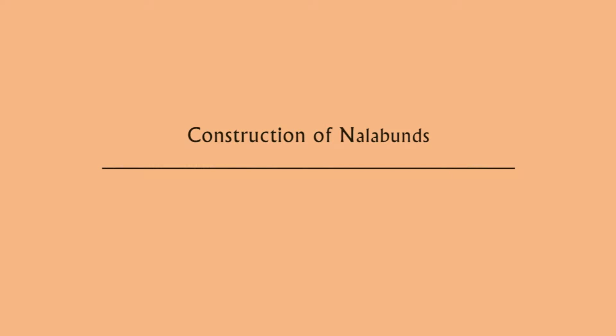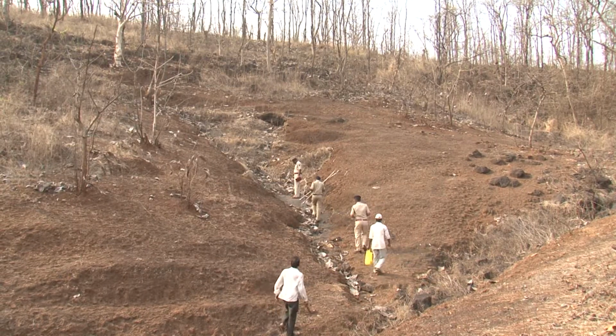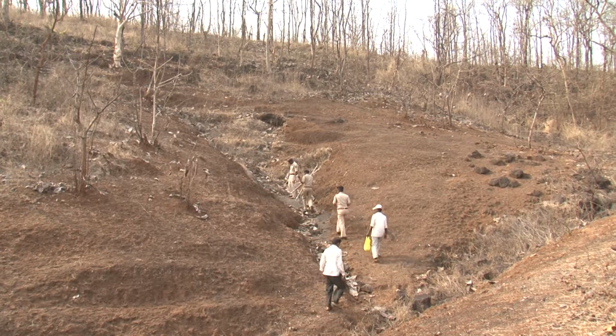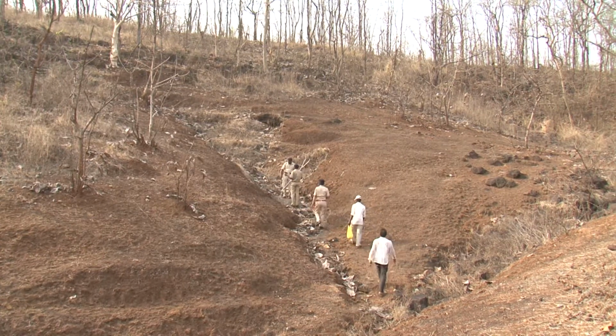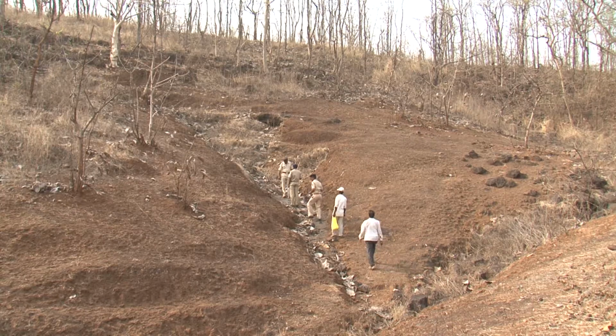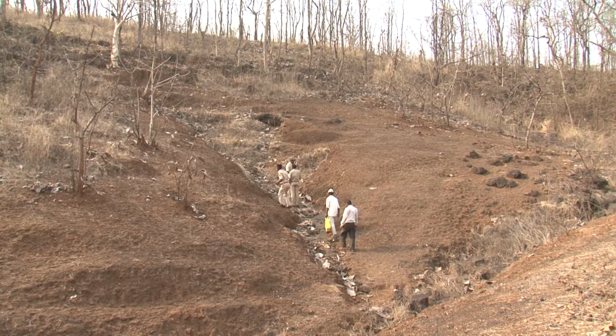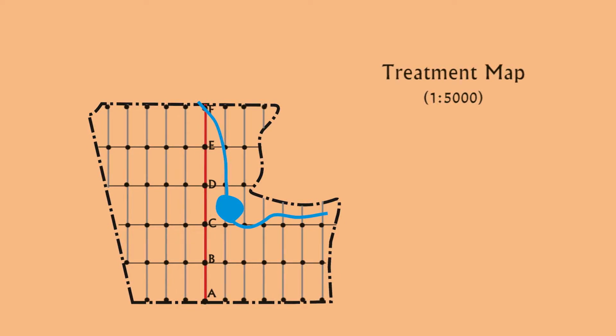Construction of Nalabunds. While preparing the treatment map for plantations, the range forest officer and the round officer should do a reconnaissance survey and identify the nalas at the site. All the nalas should be numbered as Nala 1, Nala 2, and so on. Then, the number and the size of bunds to be constructed on each nala should be estimated.